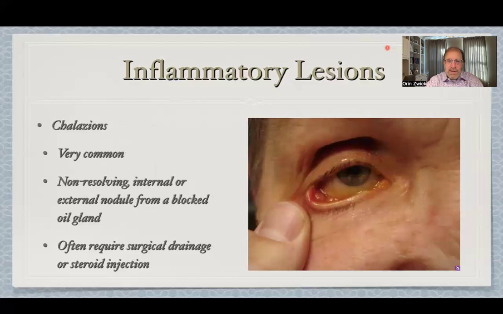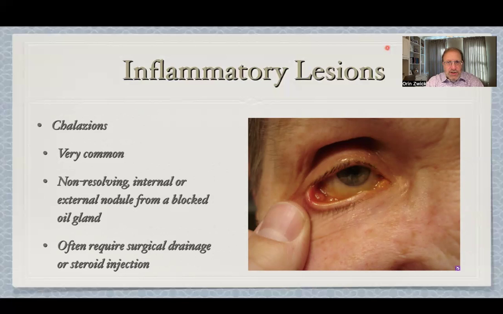Chalazions, again, very, very common. We see them all the time in the office. These are the body's reaction to meibomian glands getting blocked and the oil leaking out, causing a foreign body or granulomatous inflammatory reaction. They tend to be firm, nodular, sometimes well circumscribed, internal or external. And the treatment for chalazions, again, 50% can resolve on their own with time, again, with warm compresses, depending on when you're catching it.